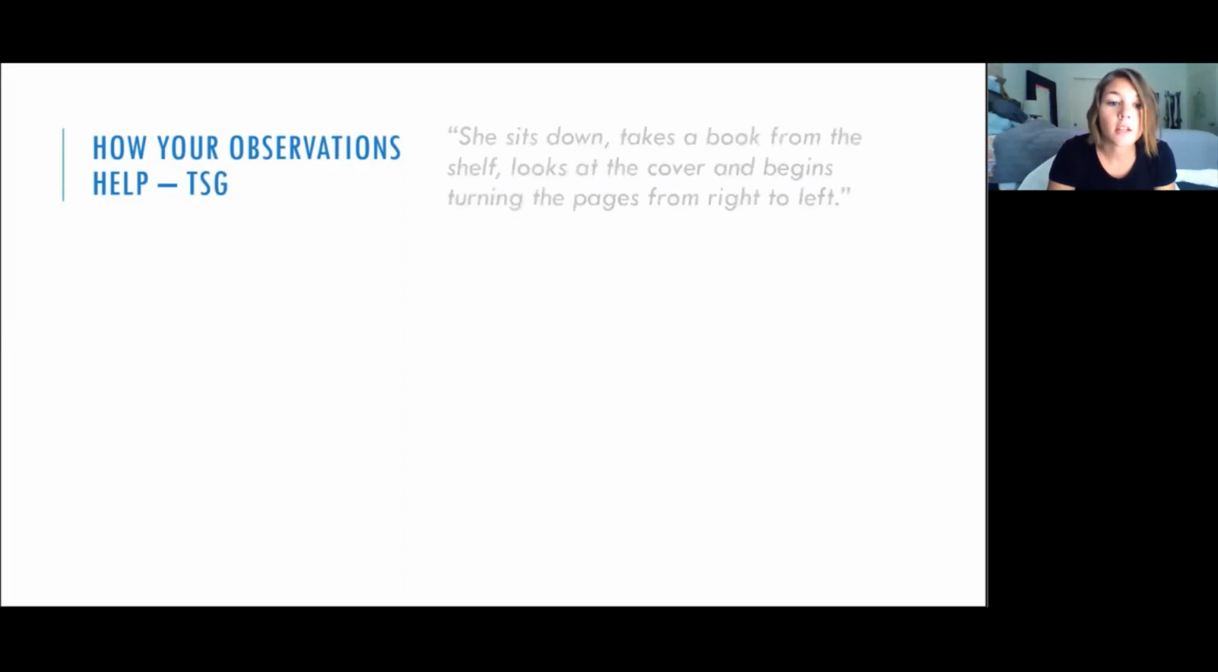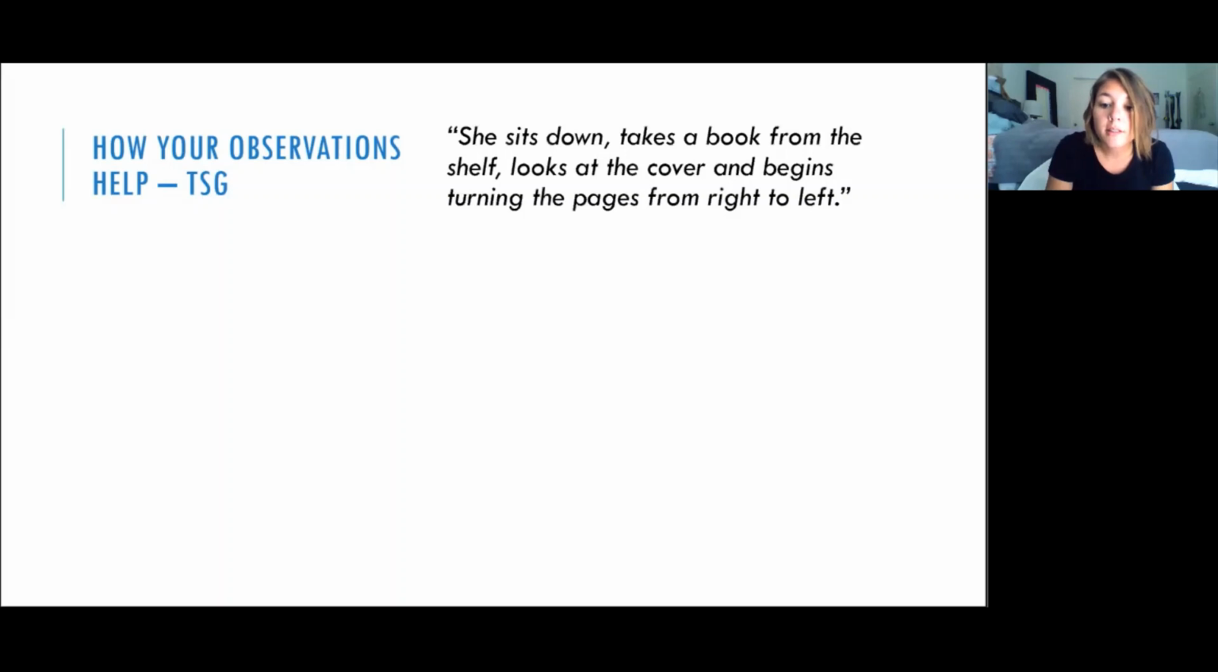So in the observation that you took of Karen, you noticed that she turned the pages of the book from right to left, which is quoted right up here. She sits down, takes a book from the shelf, looks at the cover, and begins turning the pages from right to left.